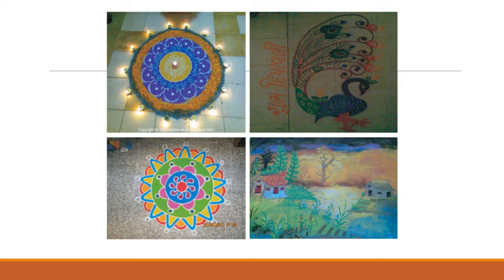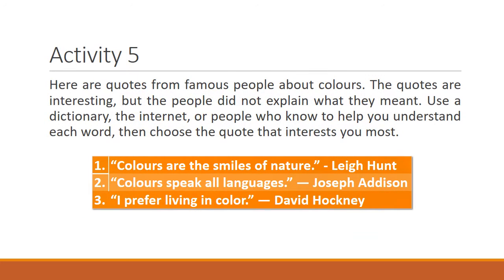So after activity 1 to 4, we will start with activity 5. Activity 5. Here are quotes from famous people about colors. The quotes are interesting, but the people did not explain what they meant. Use a dictionary, the internet, or people who know to help you understand each word. Then choose the quote that interests you most.